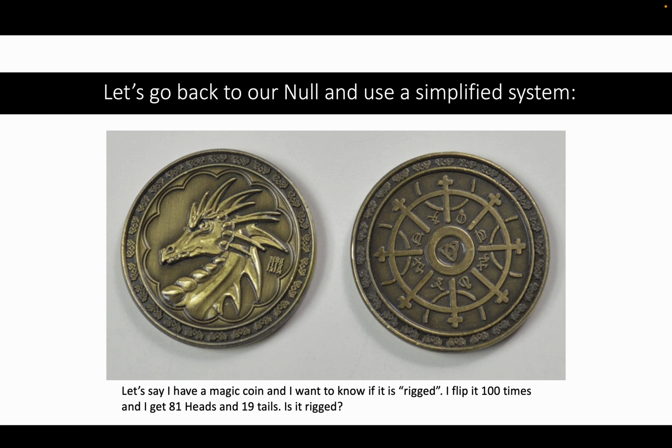And so let's do a hypothetical just to simplify, in a situation where we know what the odds should be. Let's say I have this coin and I'm wondering if this coin is magical. Someone's told me that it's rigged. So I go and I flip it 100 times and I get 81 heads and 19 tails. Well, that seems pretty unreal, right? I get 81 heads, 19 tails. Is it a rigged coin?